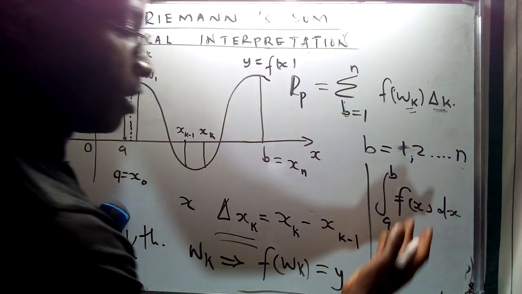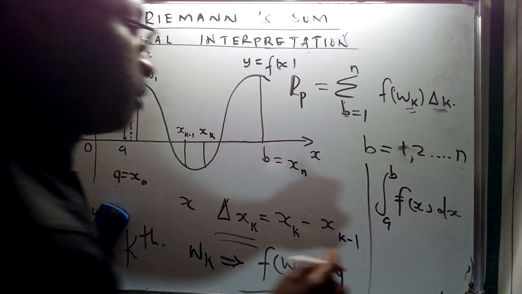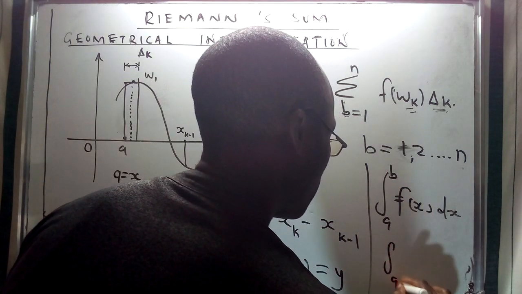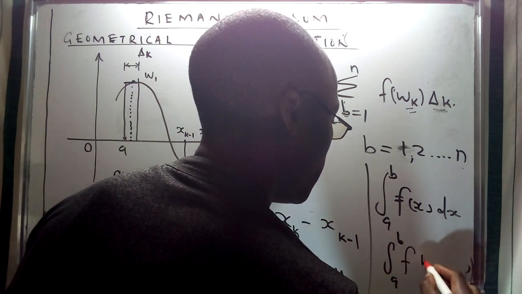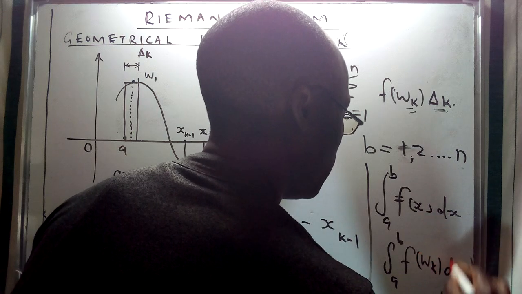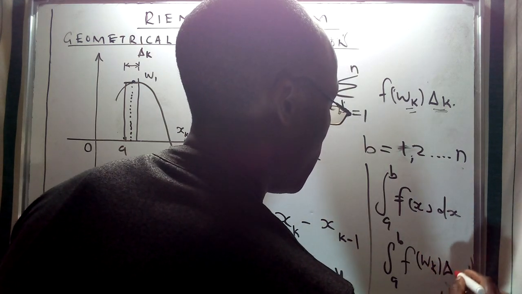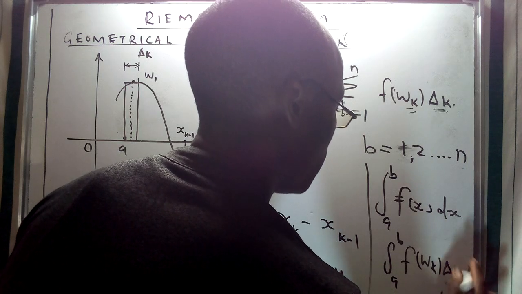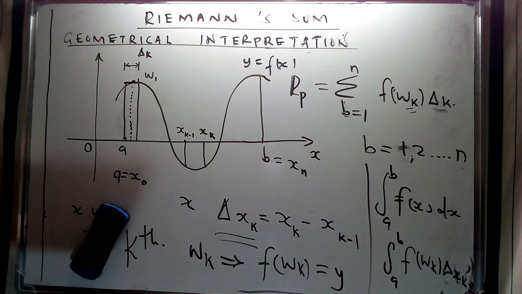So for our substitution between the closed interval a and b, we can write it as the integral from a to b of a function of wk, and this dx is going to be the change in xk, given as such. We're going to see that one later.